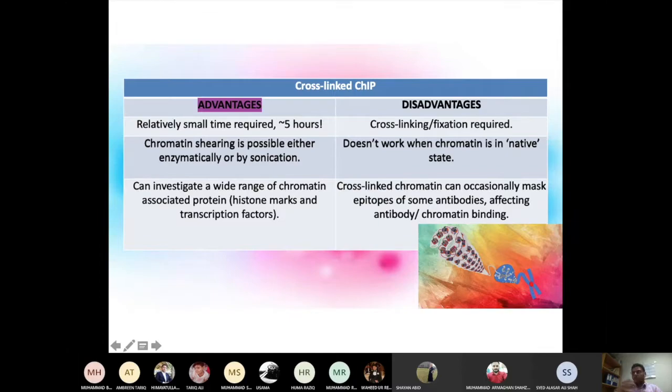Moreover, cross-linked chromatin can occasionally mask epitopes of some antibodies, affecting their natural affinity to bind with the chromatin. So this overall chromatin immunoprecipitation process is shown in this video.